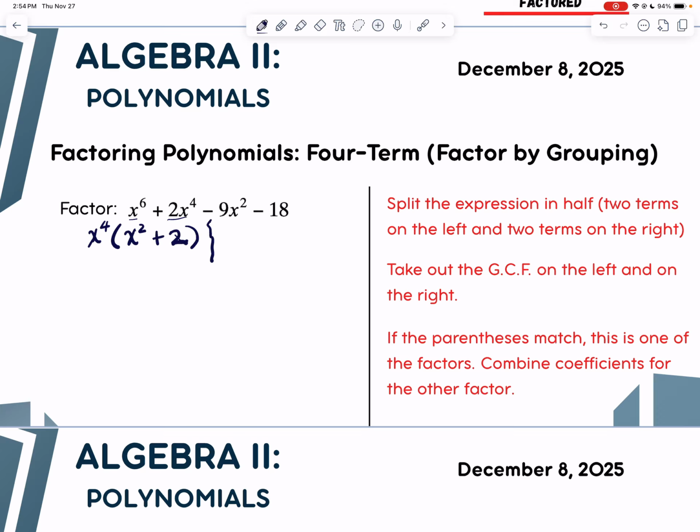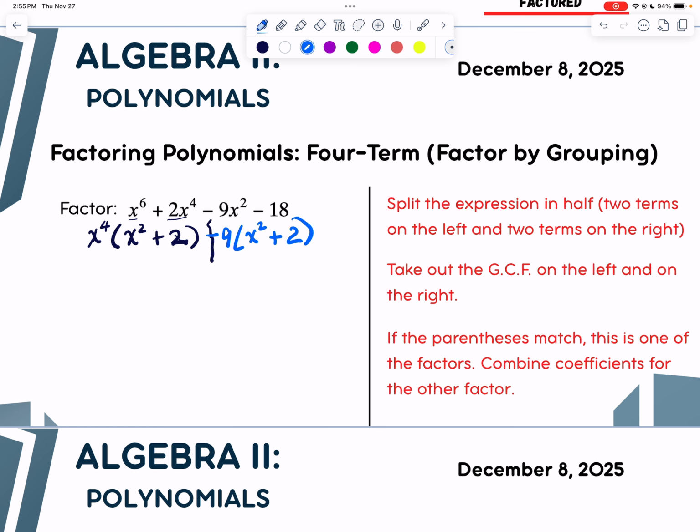All right, so now we're going to do the same thing on the right side. And so let me choose a different color here. All right, so now we're looking for the greatest common factor for negative 9x squared and minus 18. And so we have minus 9 is the biggest, greatest numerical value. And then we have x squared and no x is over here. So that's all we can take out from the right side. So here we get x squared and we get plus 2.